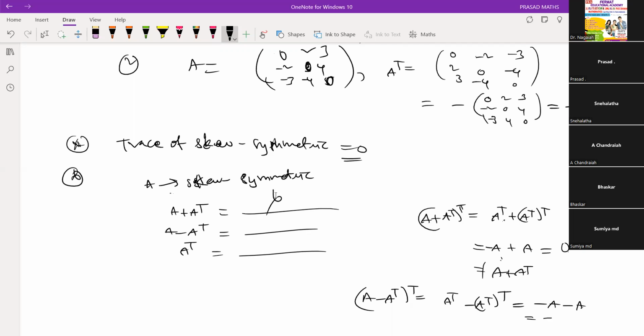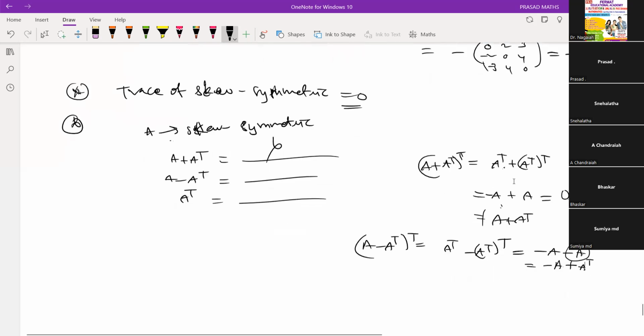Yes. So this can be rewritten as A plus minus A, which can be written as A transpose, because A is skew symmetric. Therefore, this can be rewritten as minus of A minus A transpose. Therefore, A minus A transpose whole transpose is equal to minus of A minus A transpose. Therefore, this gives me it.